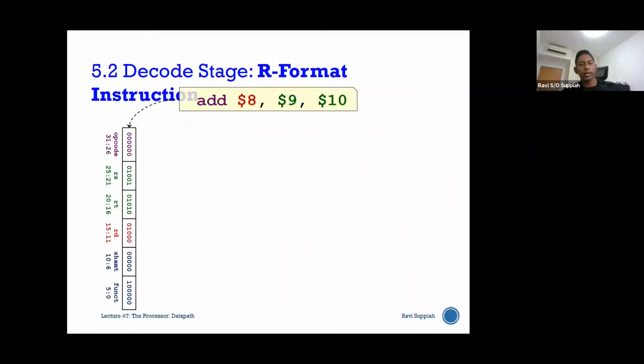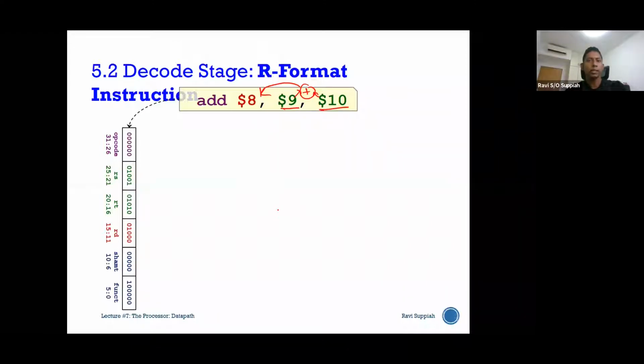So let's look at this example here. In this example, we have this instruction called add 8, 9, 10. So I'm going to take the data from register 9, take the data from register 10, do an add operation, and then take the result and put it back into register 8.